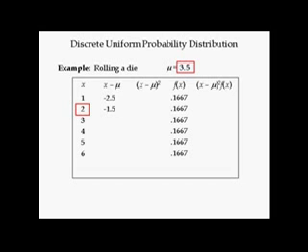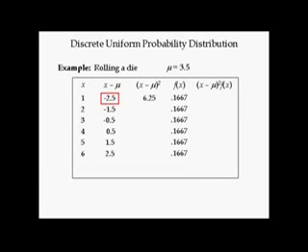The second deviation from the mean is 2 minus 3.5, which is negative 1.5. The third deviation from the mean is 3 minus 3.5, which is negative 0.5. The fourth deviation from the mean is 4 minus 3.5, which is 0.5. The fifth deviation from the mean is 5 minus 3.5, which is 1.5. The sixth deviation from the mean is 6 minus 3.5, which is 2.5.